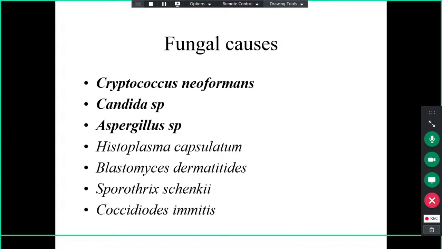Sporothrix primarily causes skin and subcutaneous infection, and in lymphatic drainage it can cause infection, and later on, at a later stage, sometimes it can cause CNS infection. Coccidioides immitis, this one is not prevalent in India, but it is endemic in the Western world. So if a person has gone there, there should be some travel history. So in an Indian patient also you can get it.